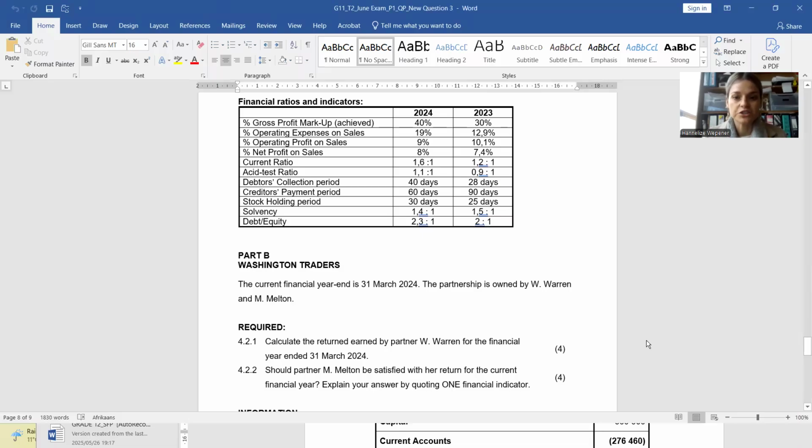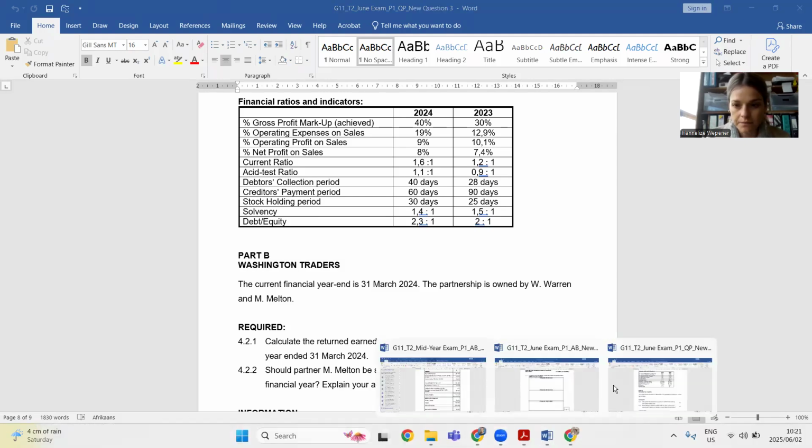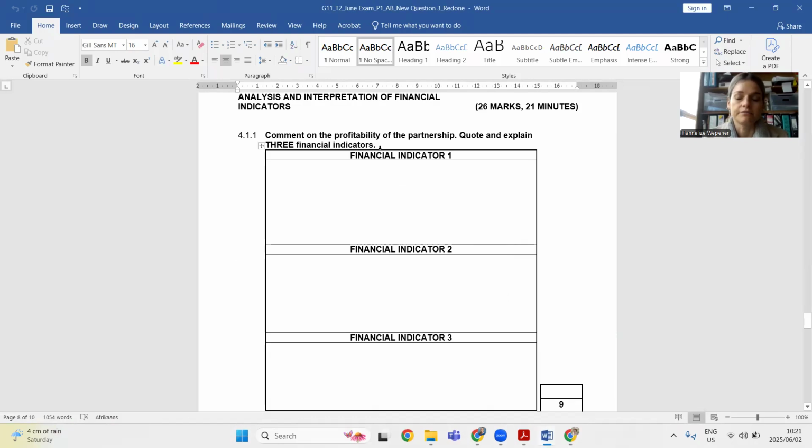Hi, grade 11s. Just a quick one on how to comment on the liquidity. So let me just quickly get my answer book here. Okay, so not liquidity, the profitability of a partnership.